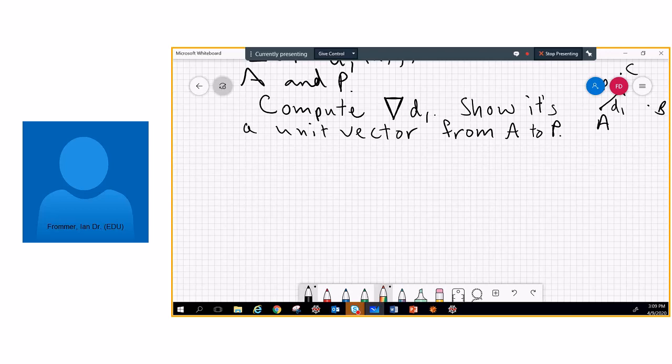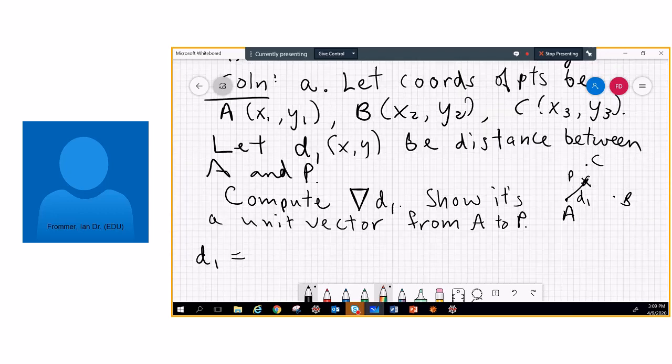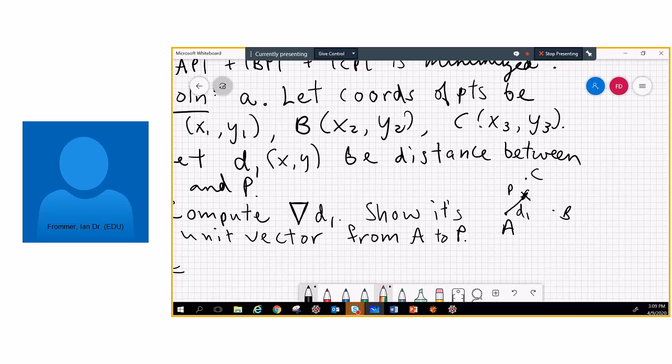To do that, let's start off before we compute the gradient of D1. Let's just write out what D1 is. Anyone want to chime in? It might be a little hard to throw it in the chat. What's the formula for D1? Oh, I forgot to define 1 point. Sorry. Let me just pop back up here. When I said C has the points x3, y3, I also want to define that P has the coordinates x and y.